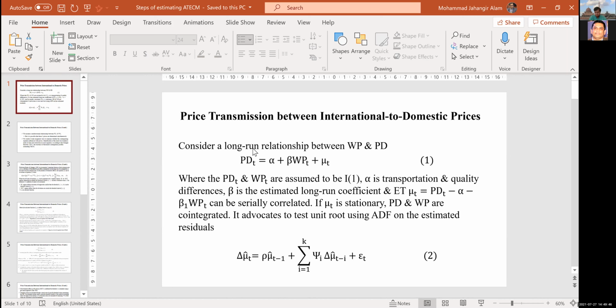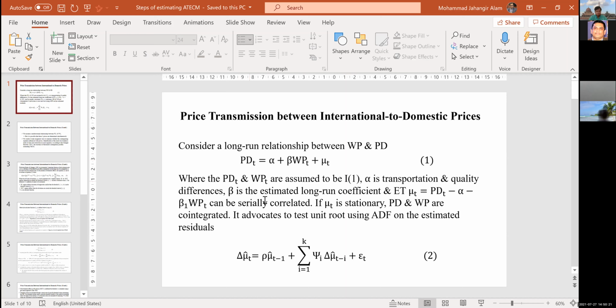So that's why it is said that PD and WP are assumed to be integrated of order one, meaning that when we take the first difference of the world price and the domestic price, we see that there is no unit root problem. So the data is stationary, or in other words, it follows white noise. In econometrics, it means that it follows IID, independent and identically distributed.